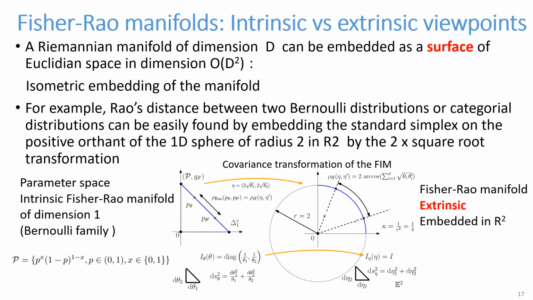If we map Bernoulli parameters by the square root transformation, we get parameters on the positive orthant of a circle embedded onto the 2D Euclidean plane. The Fisher-Rao Bernoulli manifold is shown by the blue arc. Using the Euclidean metric in this ambient space, we can thus deduce easily the Fisher-Rao distance between two Bernoulli distributions and recover the Fisher information of Bernoulli distributions.